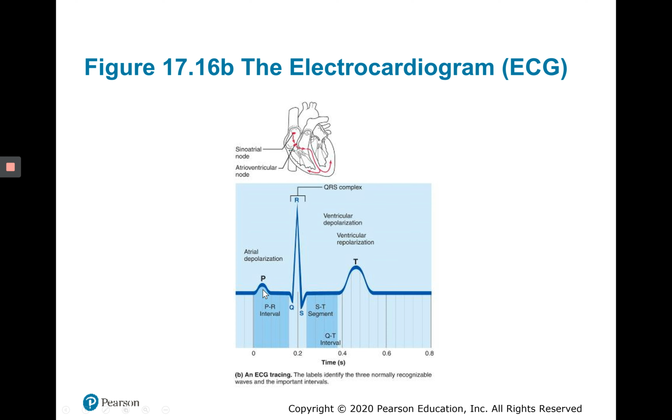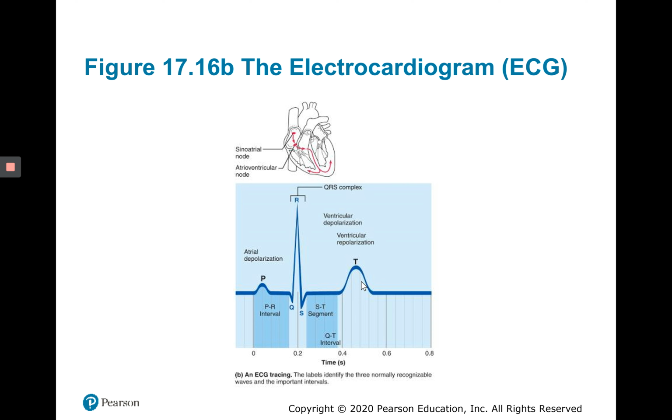The reason we get the P wave, or that first bump, is because this is when the atria depolarize and contract. And so that electrical activity is picked up. The atria are smaller than the ventricles, and during the QRS complex, the ventricles depolarize and then contract. And so that's why we're seeing a much bigger wave during the QRS complex. So that's because the ventricles are depolarizing, contracting. And then during the T wave, the ventricles repolarize. So they're resetting. They're preparing to contract later.